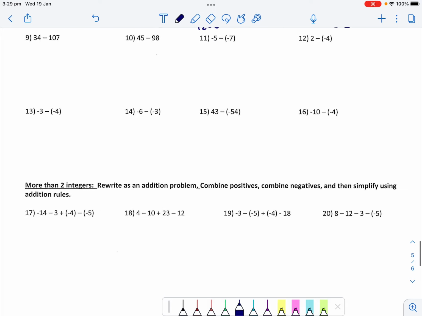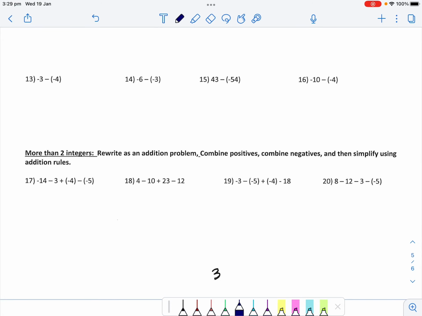And I'm going to jump down to 17, 18, 19, and 20. So when there's more than two integers, you're going to rewrite everything as an addition problem. So I'm going to go all the way through and change all the minuses into plus the opposite. So for number 17, it's going to be negative 14 plus negative 3 plus negative 4 plus 5, because again, that minus negative becomes a plus positive.